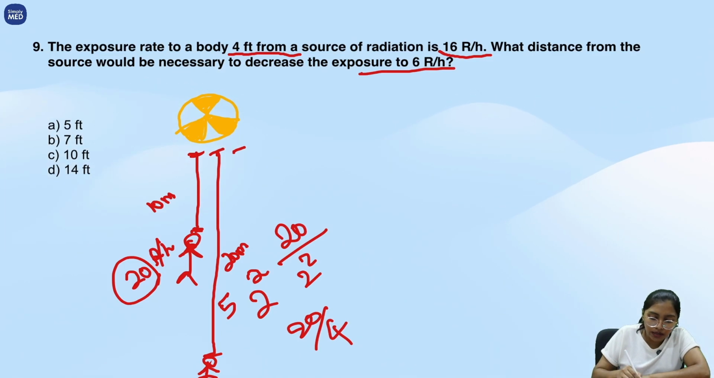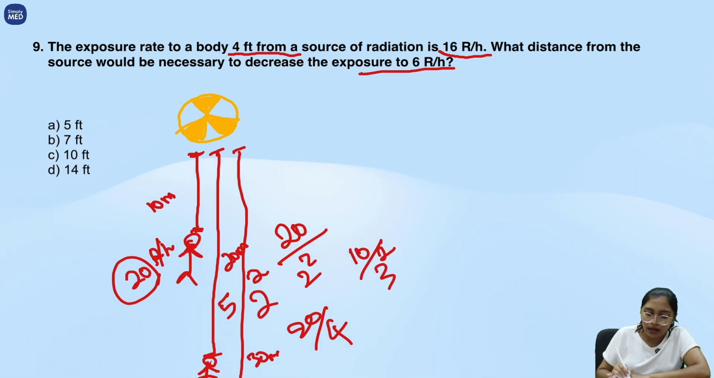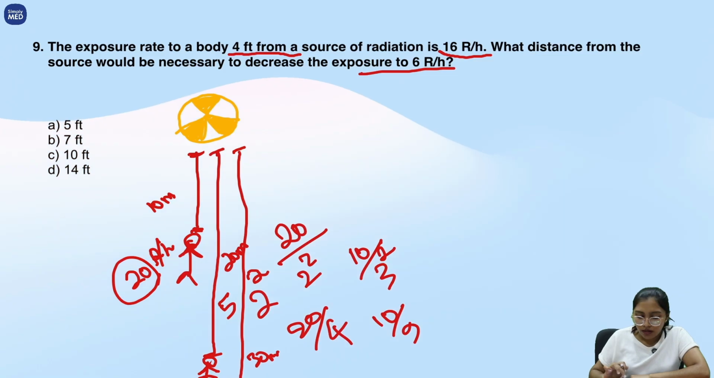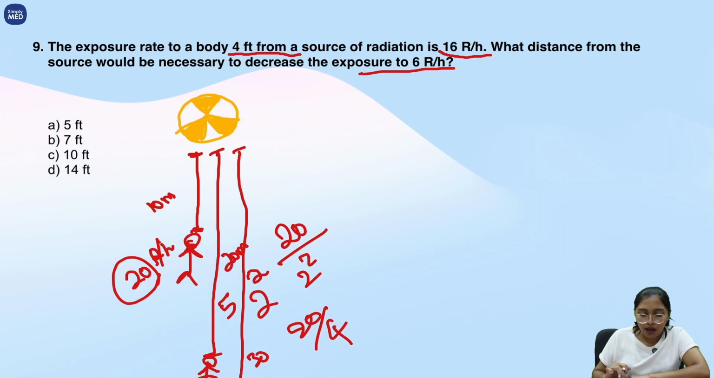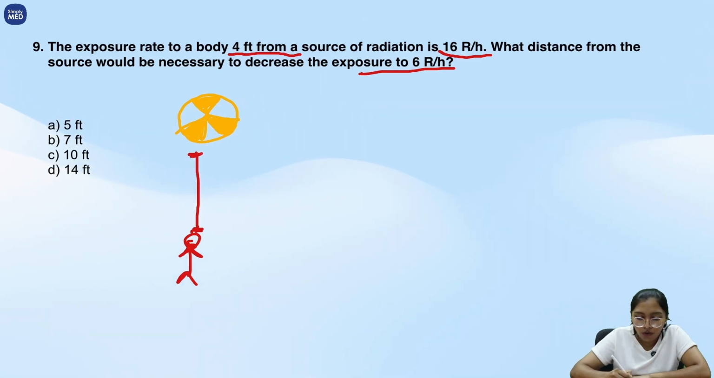Suppose I increase this person's distance to 3 times the original, let's say he's now standing at 30 meters. What will happen? The radiation exposure will be reduced by the square of 3, that is 10 by 3 square, 10 by 9. So I think now you have an idea about this inverse square law. Now let's see how we can solve this question. A body 4 feet from the source of radiation was 16 Roentgen per hour. Now we have to decrease the exposure to 6 Roentgen per hour.